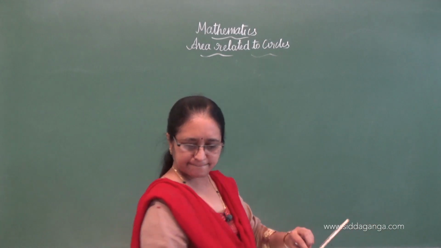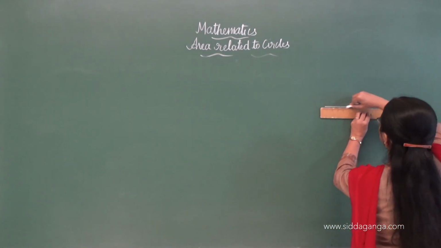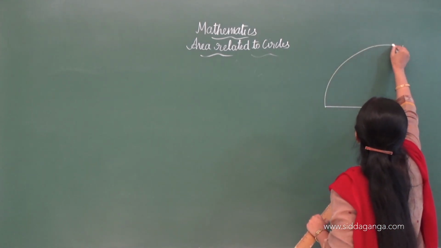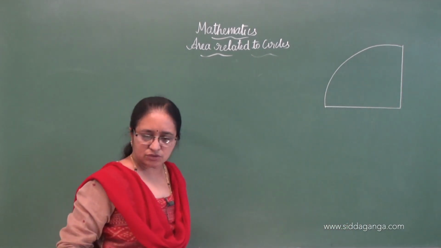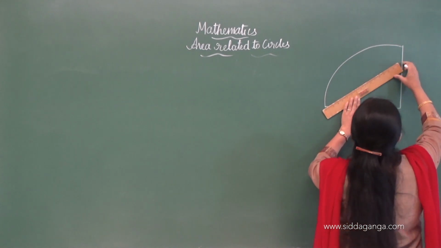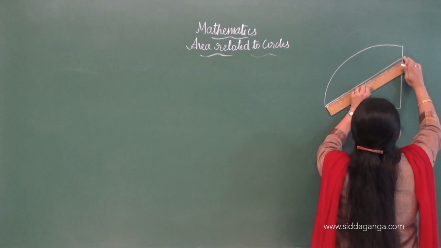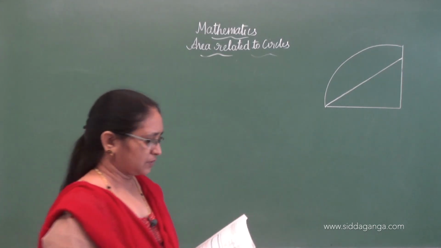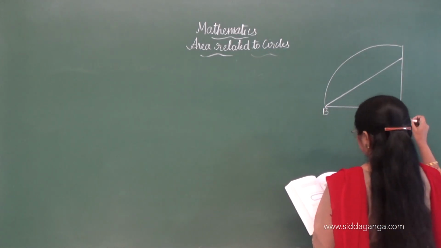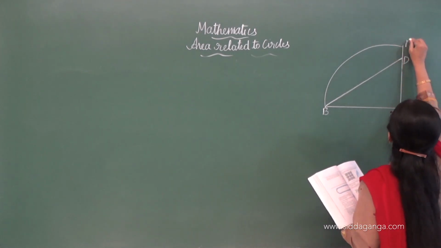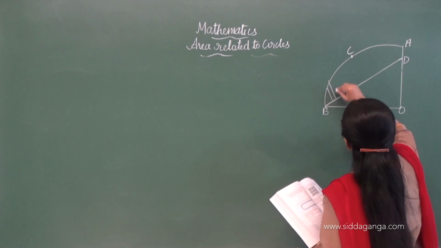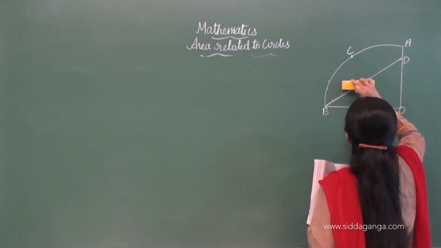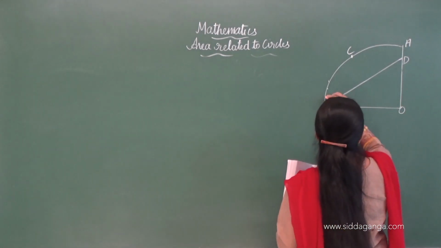I will draw the diagram for you. Okay, one quadrant is there, and we'll name B, so you should find out area of the shaded region, this.